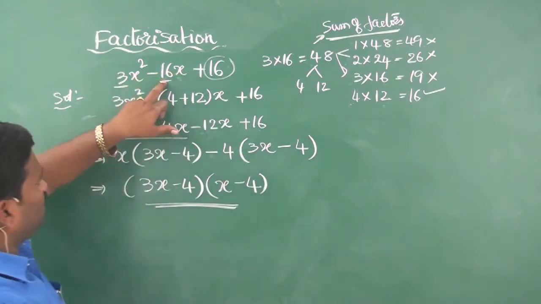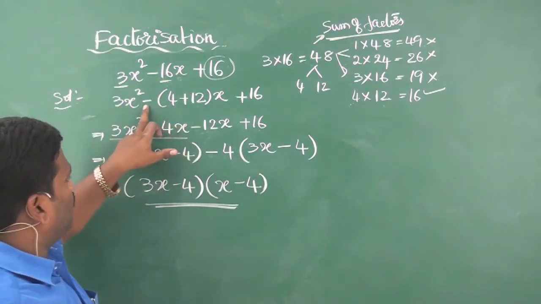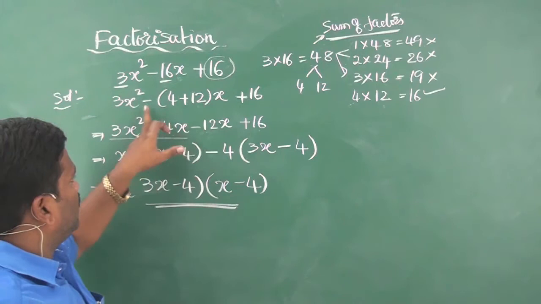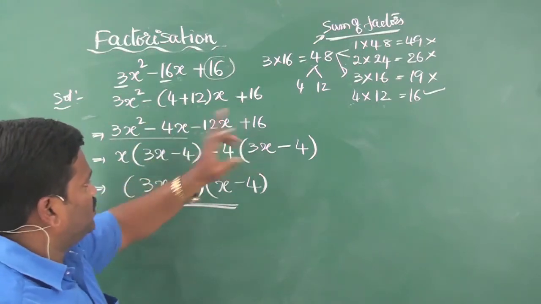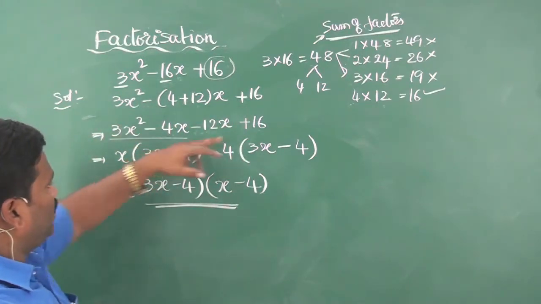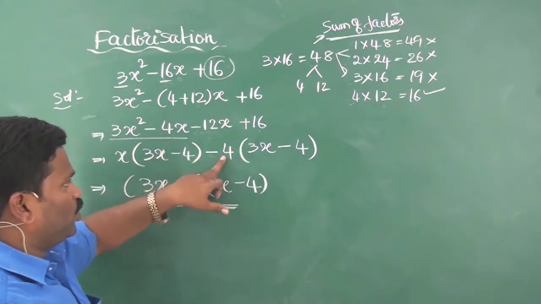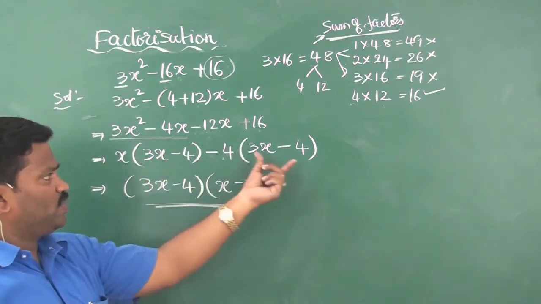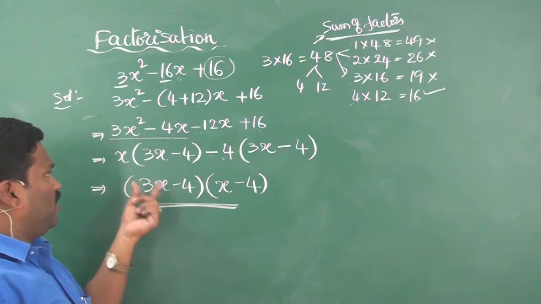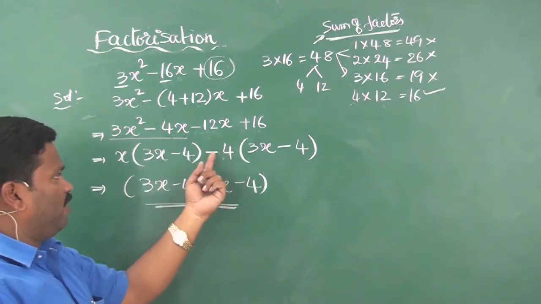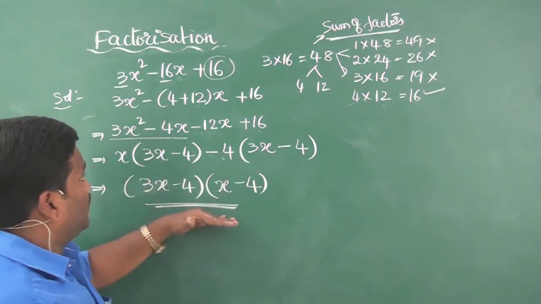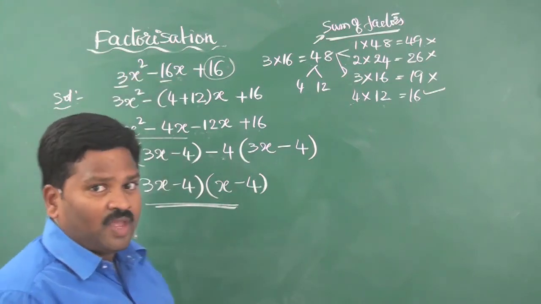In place of 16, 4 plus 12, multiply: minus 4x minus 12x plus 16. In these two we can take x common. In these two, minus 4 common. Again we have 3x minus 4, 3x minus 4, take it common. Here we have x left and here we have minus 4 left. These are the factors of the problem. Is it clear?